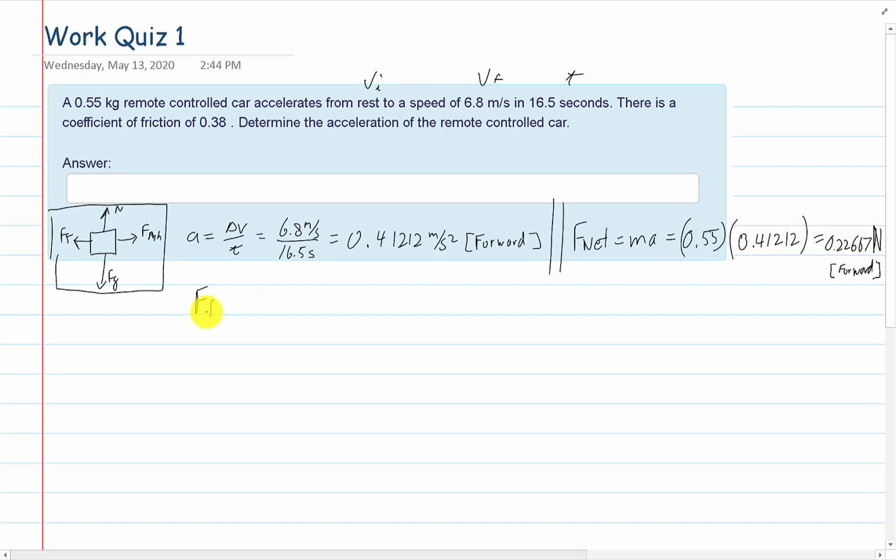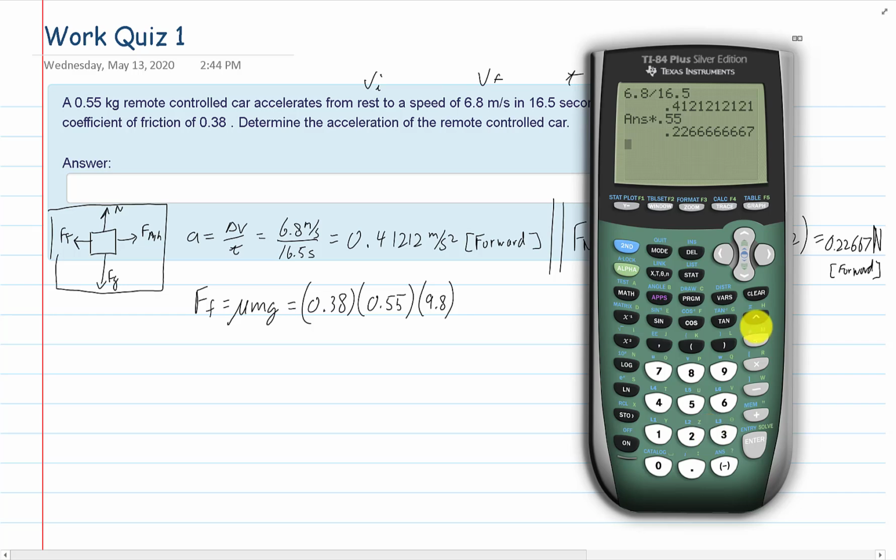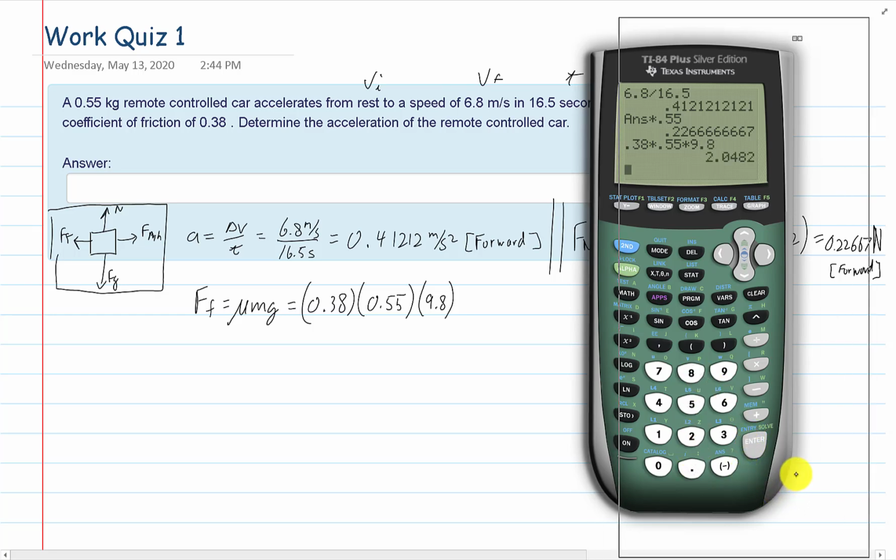And then it's asking for the frictional force, and the frictional force is just going to be mu mg. It's on level ground, because we're not told otherwise. And the mass is 0.55, and the g is 9.8. So we put those together: 0.38 times 0.55 times 9.8, and we get 2.0482.